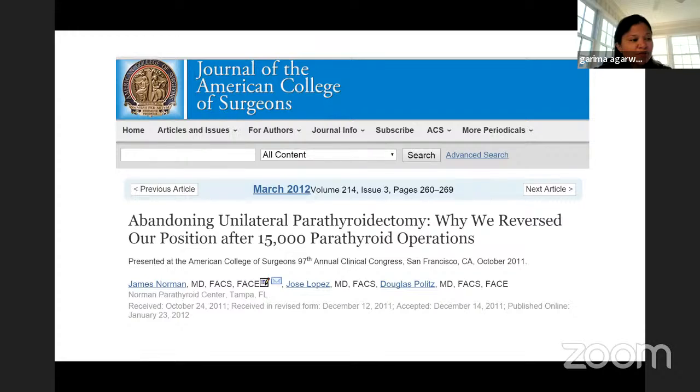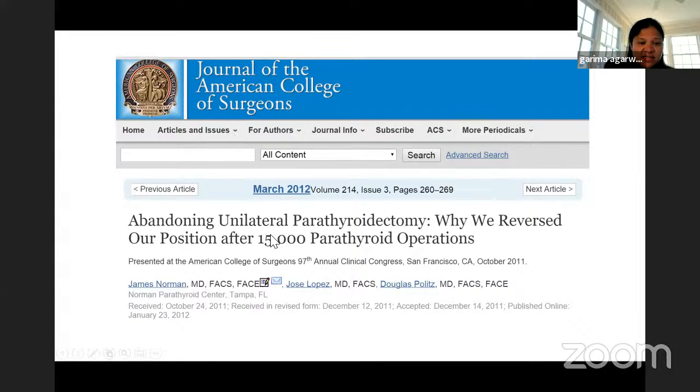And I like to mention this article, and I love talking about this article. And I know Dr. Sareen has been trained in Florida. I don't know if he's familiar with the Norman group, and we can talk about that later. But the Norman group from Florida is quite famous, or not so famous, I should say. They published this article on their experience in 15,000 parathyroid operations.